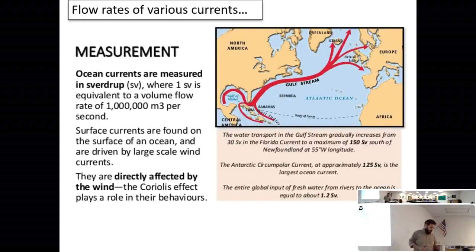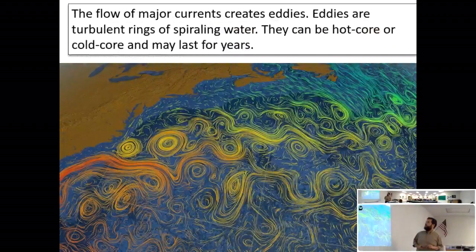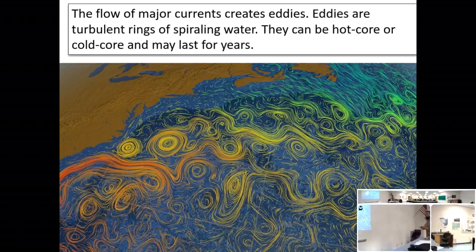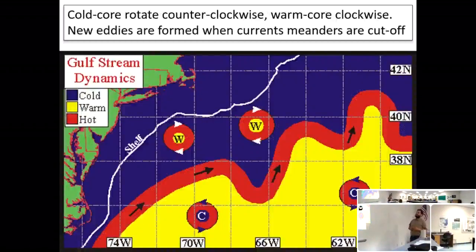So what do we have? Oh, we've got to talk about eddies. You see all the swirlies here? This is the Gulf Stream, and you see all the swirlies? Those swirlies are called eddies. They are these self-enclosed circulations, kind of like small circulating, what's a good word for it?